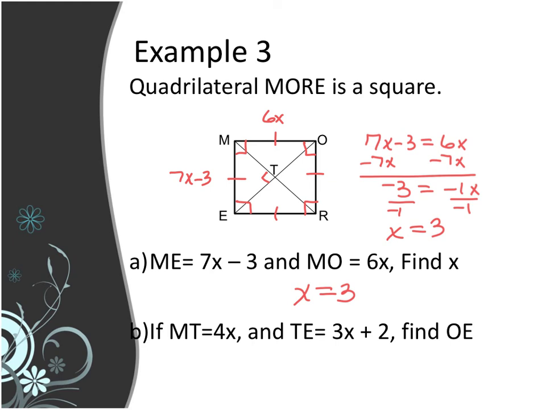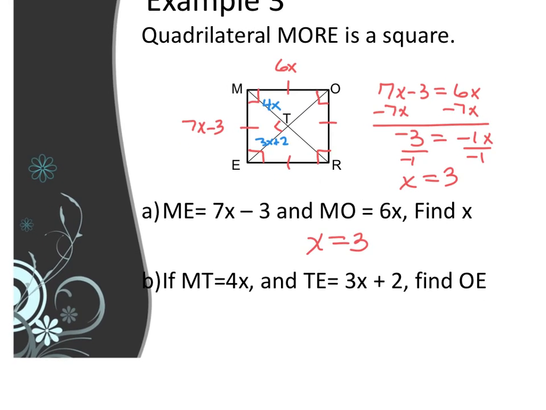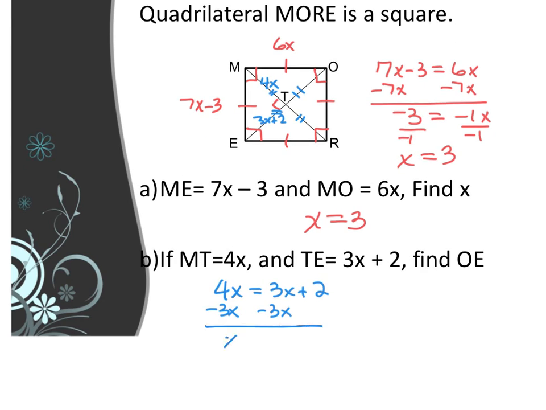And now lastly, they're telling me that MT is 4x and TE is 3x plus 2. Well, I know because the diagonals of a rectangle are congruent, I know that all of these pieces here after they've been bisected are also congruent because the properties of a rectangle and a square are the same. So I'm going to set 4x equal to 3x plus 2. Subtract 3x. I get x equals 2.